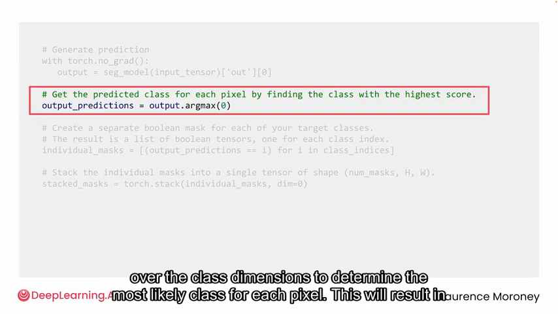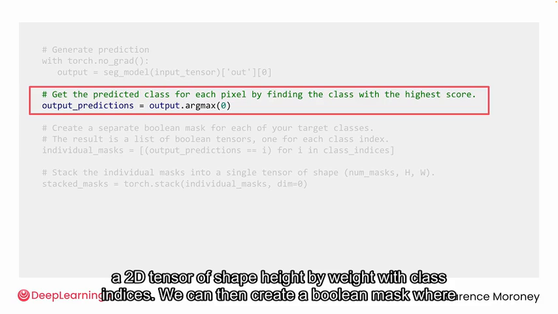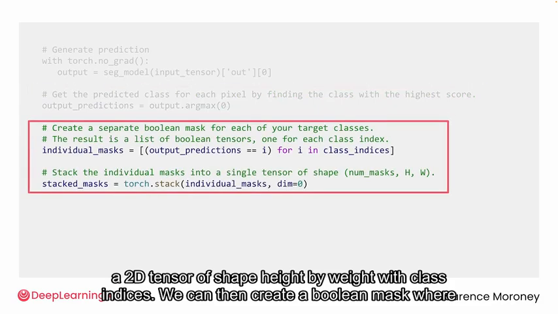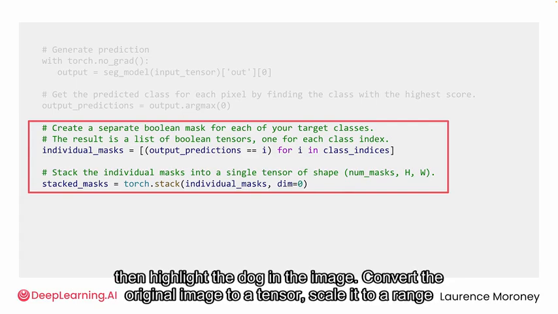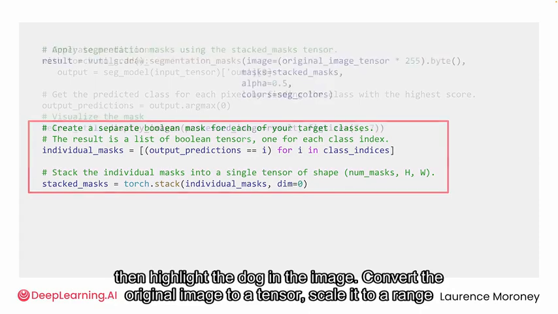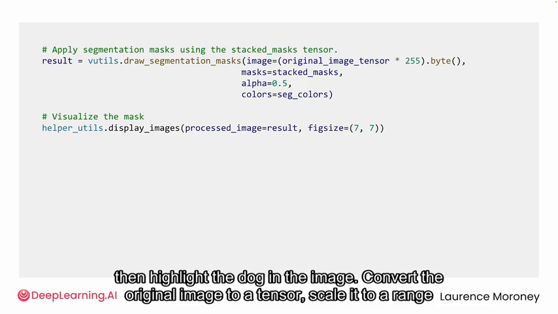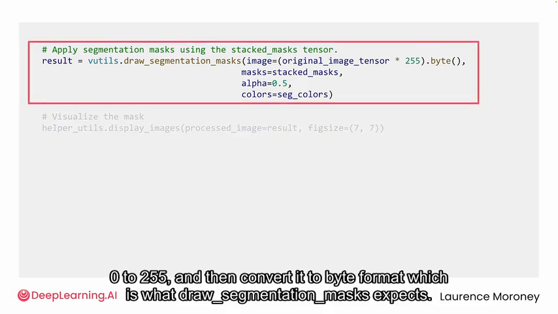And this will result in a 2D tensor of shape height by width with class indices. We can then create a Boolean mask where each pixel is marked as true if it corresponds to the dog class and false otherwise. The mask will then highlight the dog in the image. Convert the original image to a tensor, scale it to a range 0 to 255, and then convert it to byte format, which is what draw segmentation masks expects.